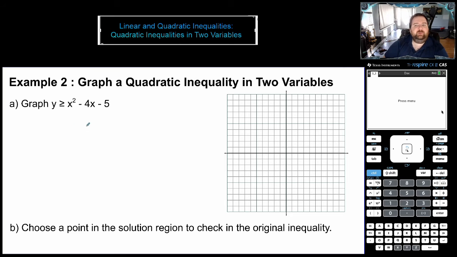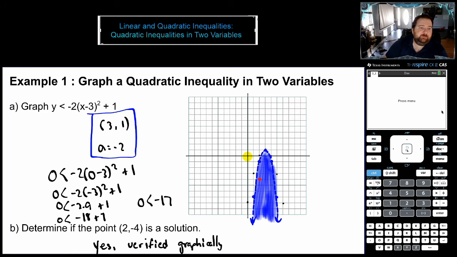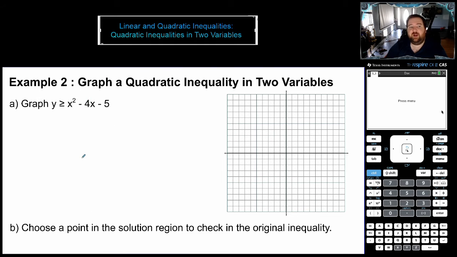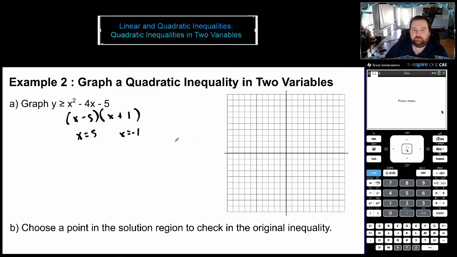Example 2. So this one's a little bit different. The last one was given to me in vertex form. This is now in standard or general form. So we're going to have to do things a little bit differently this time, but it's all going to be the same. Don't worry. So what I would probably start with is factoring. So this is going to be (x minus 5)(x plus 1), which means our x-intercepts are x equals 5 and x equals negative 1.